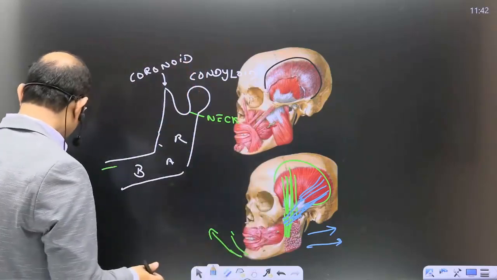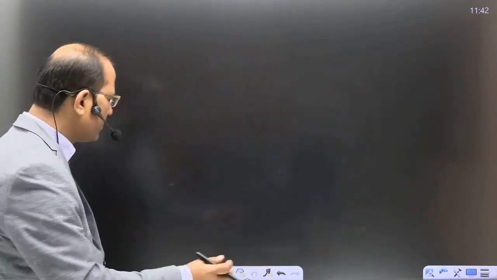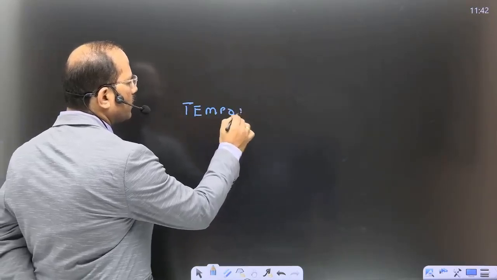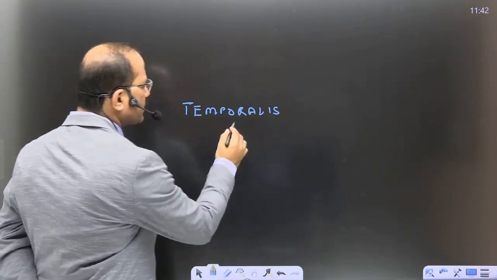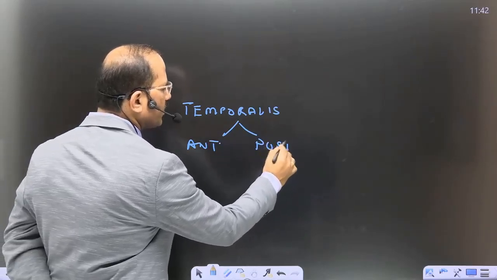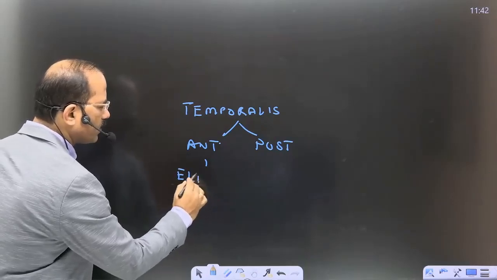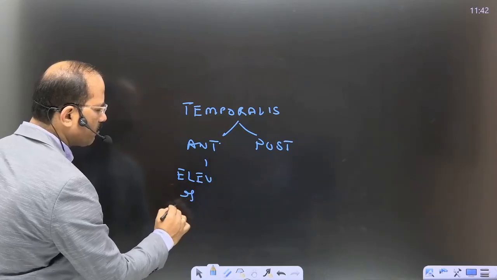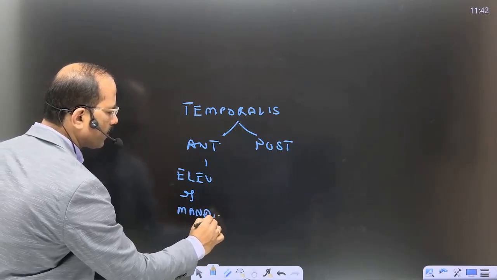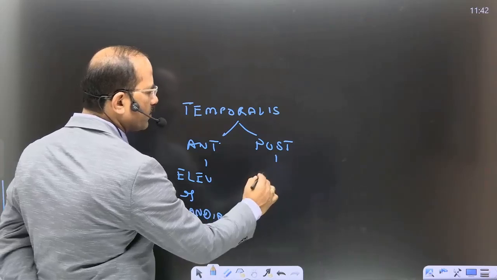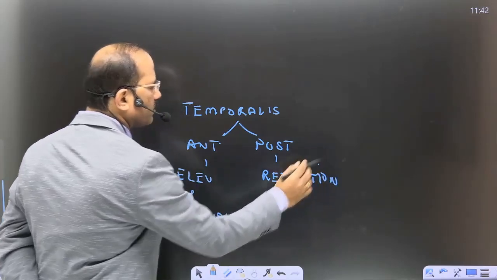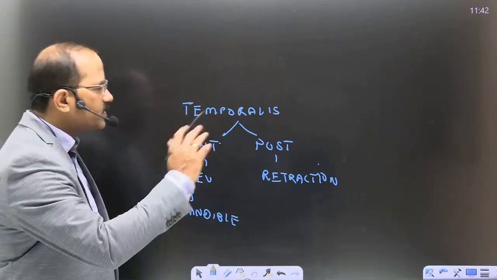Right? What is the nerve supply of temporalis? Anyone? So I'll just mention this as temporalis. There are two types of fibers, anterior fibers or the vertical fibers and the posterior fibers. Anterior fibers, they do elevation of the mandible, and the posterior fibers cause retraction of the mandible. Perfect.